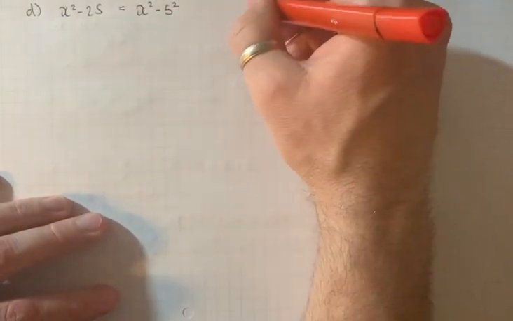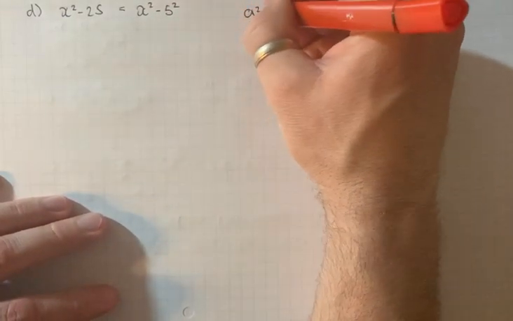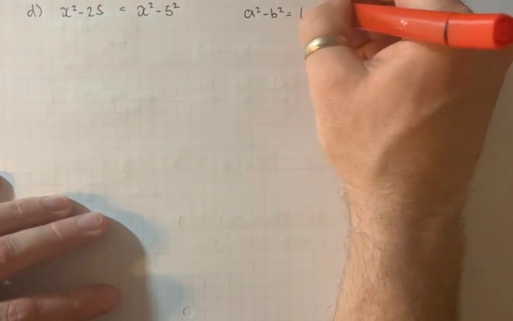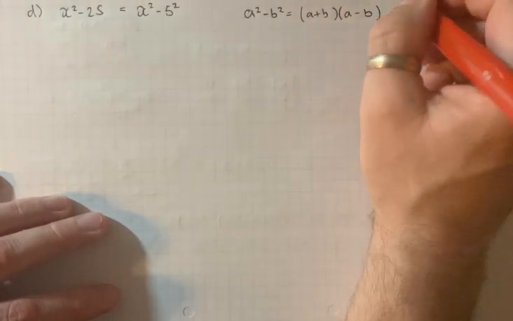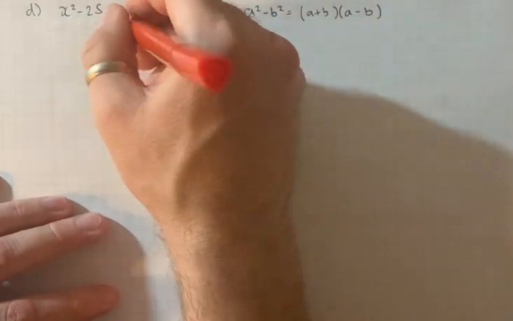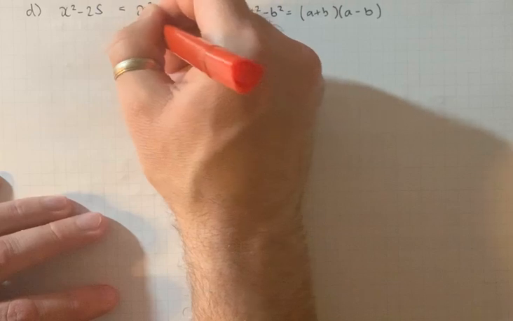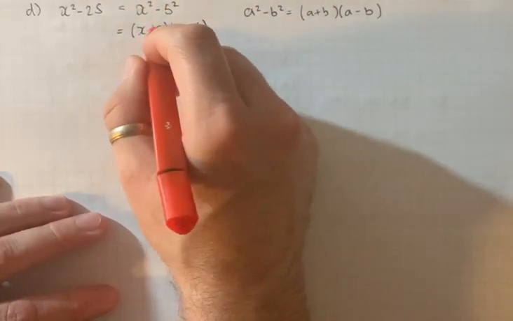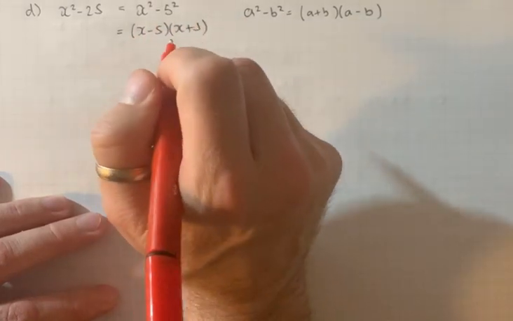Now the general rule for this, if you've got a squared minus b squared, then it goes into two brackets. It's a plus b, a minus b. So the same thing in both brackets, except one's a plus, one's a minus. So D is going to be x take 5, x plus 5. Remember, this order doesn't matter. You put the plus here and the minus here, but one's got to be a plus and one's got to be a minus.